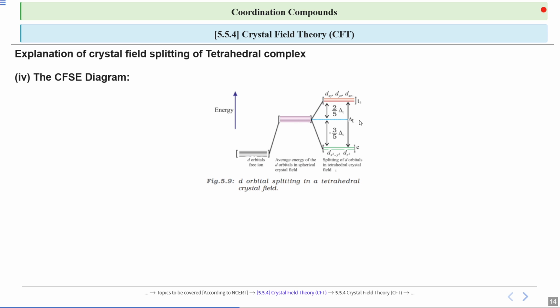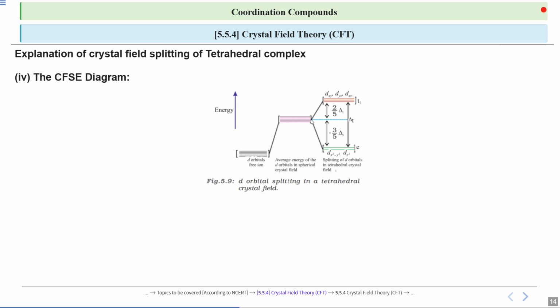According to this, they split into two sets, T2 and E, where E has lower energy compared to the T2 set. T2 contains dxy, dyz and dxz orbitals. E contains dx square minus y square and dz square orbitals. This represents the barycenter, and the energy difference between these two split sets is denoted by the crystal field splitting for tetrahedral complexes, delta T.